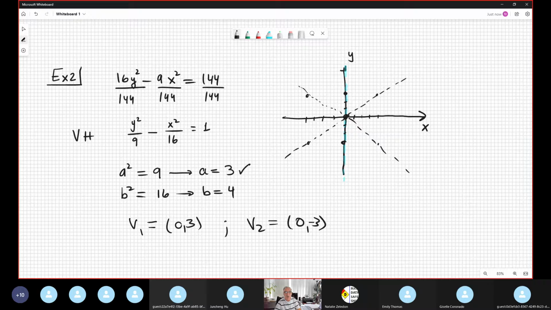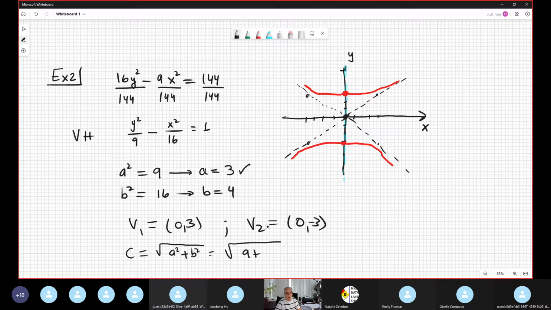And our hyperbola passes through this point and opens in this direction, this direction, and this direction. The only thing I need to complete is to determine C. C, remember, is the square root of A squared plus B squared, the square root of 9 plus 16, which is 25, and the square root of 25 is 5.